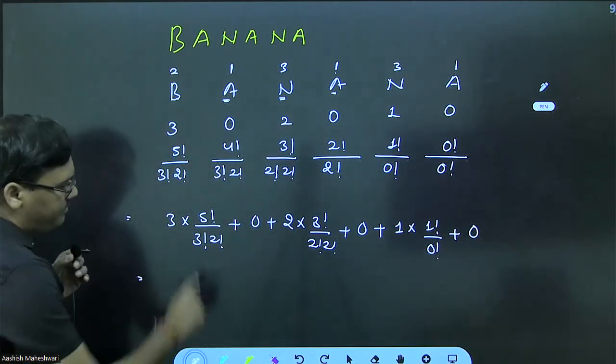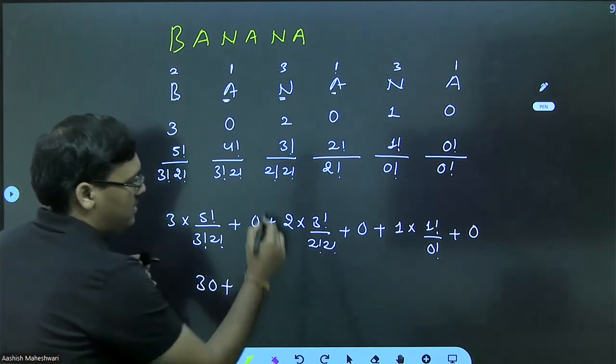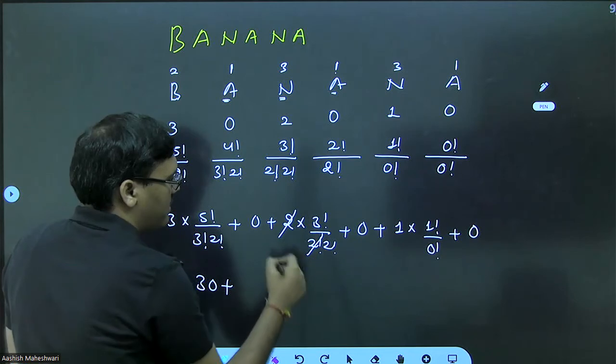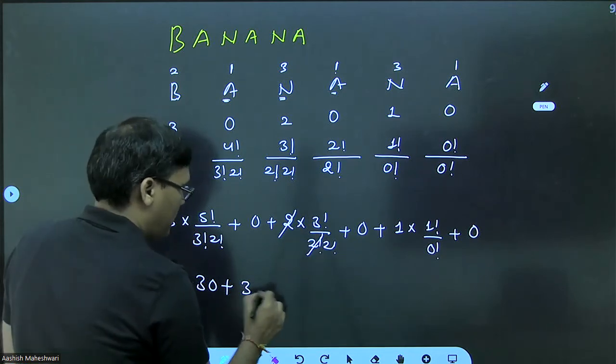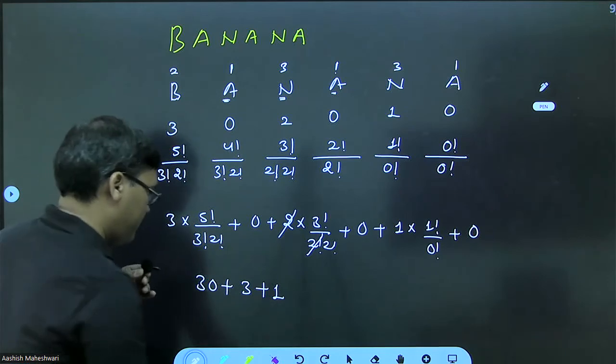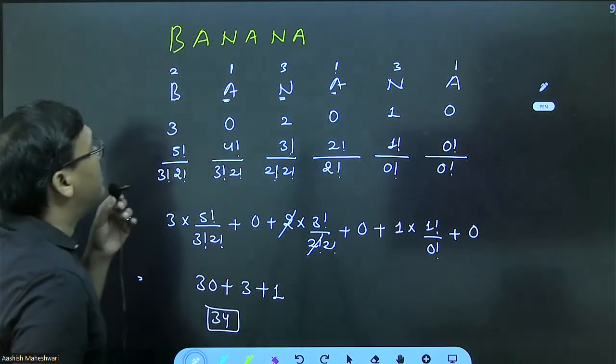So what is this? This is 10, 30. This is 0. This is cancelled. 2 factorial 2 cancelled. 6 by 2. 3. 1. So what is this? 34. So what is the rank?